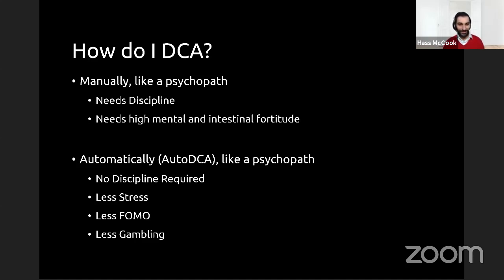Or you could do it automatically, also like a psychopath. But this one requires no discipline at all. You don't have to fight your own psychology about whether or not the price is going to rise tomorrow or whether it's going to drop tomorrow. There's no FOMO. There's less of a gambling feel. You just make a budget that's responsible for yourself, and you set it, and you forget it, and you walk away, and you've got an auto DCA strategy going.